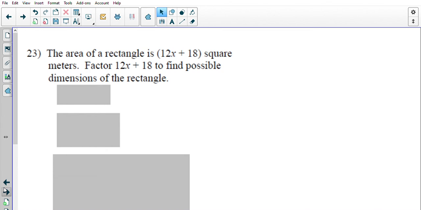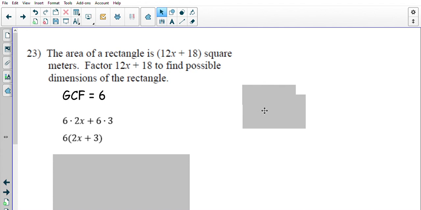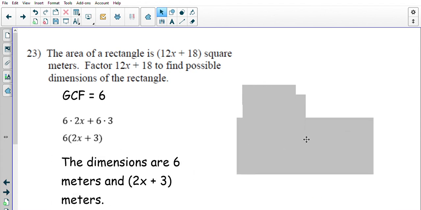All right, let's take a look at number 23, last one. The area of a rectangle is 12x plus 18 square meters. Factor 12x plus 18 to find possible dimensions of the rectangle. The greatest common factor is 6. So factor this into 6 times 2x plus 6 times 3. Pull the 6 out, put our GCF outside of the parentheses, and then 2x plus 3 inside the parentheses. So our possible dimensions are 6 meters and 2x plus 3 meters.